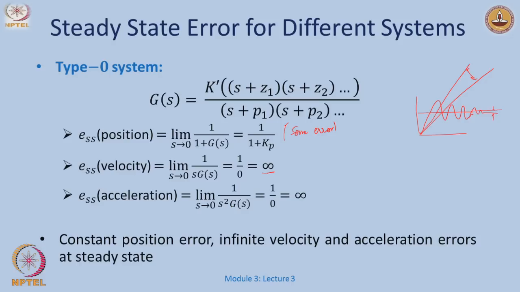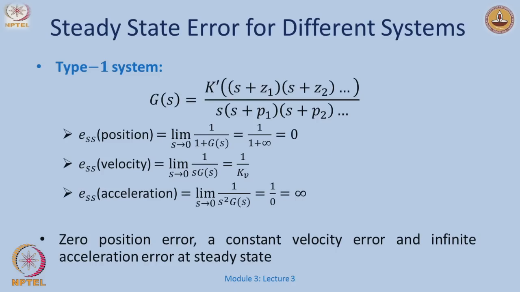So, to summarize, a type 0 system has a constant position error and infinite velocity and acceleration errors, all at steady state. All these are related to the steady state behavior. At the moment, I am not worried about the peak overshoot, the rise time and so on. I am only interested in how my system behaves at the steady state.